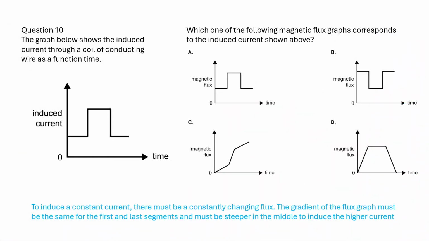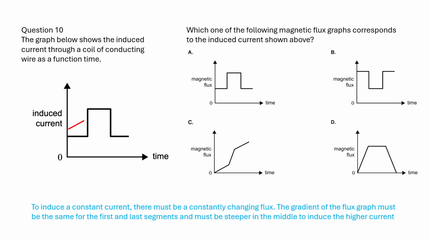Faraday's law tells us that the induced current is directly related to how quickly the magnetic flux changes. In the first stage, a constant induced current means the magnetic flux must be changing at a steady rate. If you were to graph this, it would appear as a straight line.